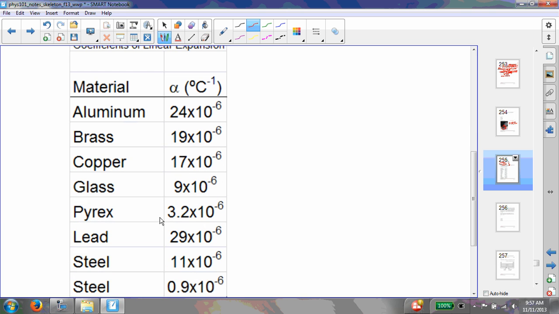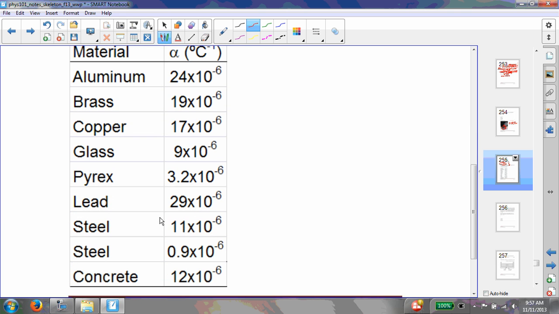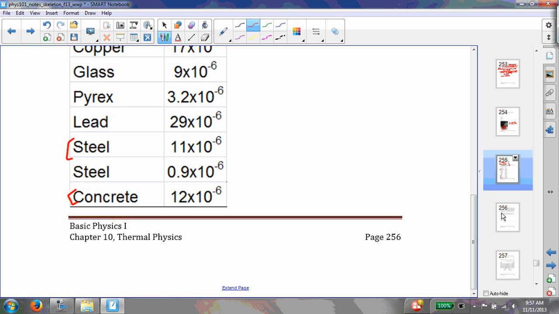Here are some coefficients of linear expansion for various materials. Notice that aluminum, for example, has a larger coefficient of linear expansion than steel or cement. I'll give you this table for future quizzes that you'll need it.